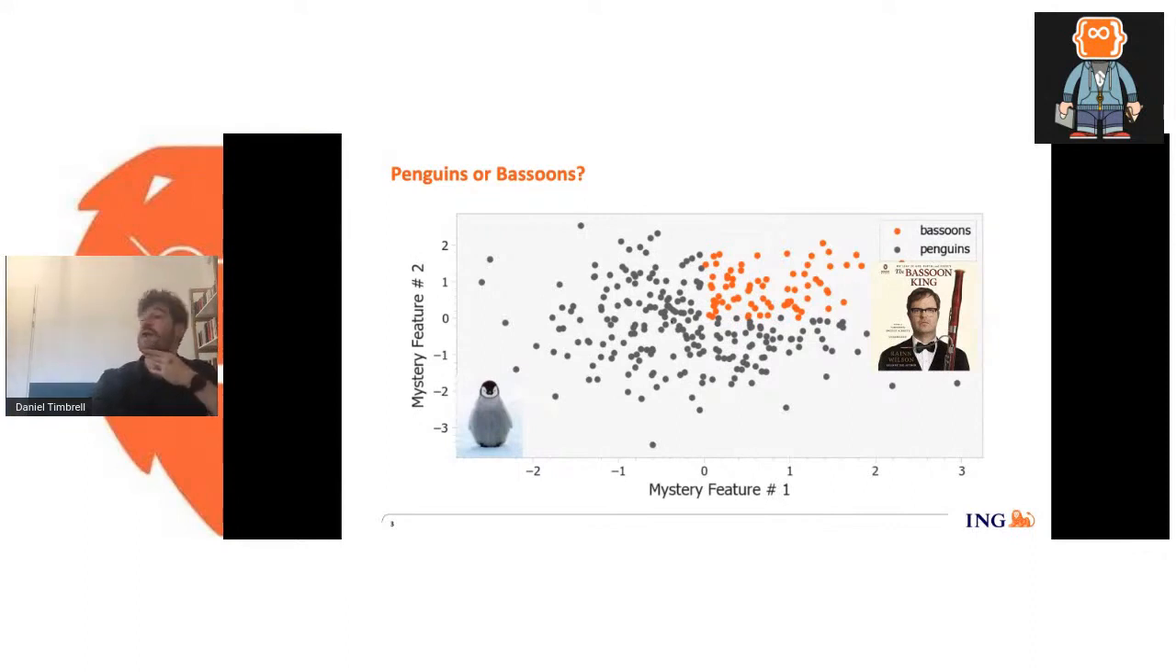And you can see that the gray dots are the penguins, and the orange ones are the bassoons, with some, let's say, decision boundary between these located around here. So that's all very well and good. Fit, predict the model, fine, sorted.